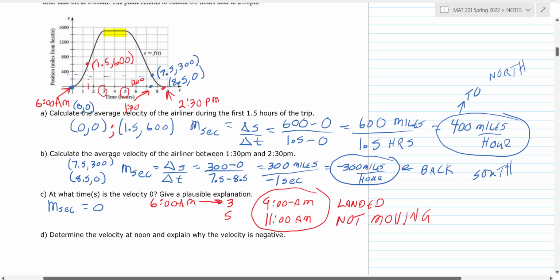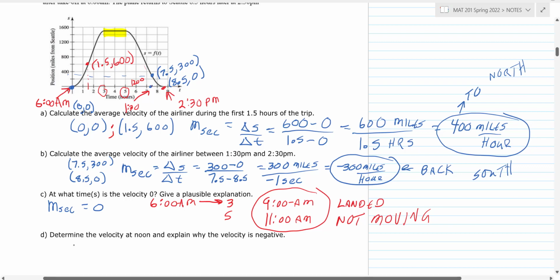As you look at this, the idea is your average velocities are positive until you get to the airport. Then you have a 0 velocity when you land, and then your velocity becomes negative because you're doing a return trip. That's the idea.